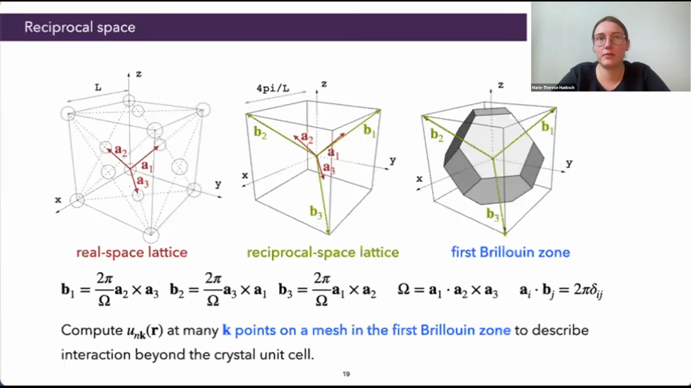Well, this is what we can do in reciprocal space. We need to include, in principle, an infinite number of K points in the first Brillouin zone, because outside that would be just equivalent by symmetry. But an infinite number of K points, even if it's just in the first Brillouin zone, still doesn't sound feasible in numerics, right? So instead, let us say many, many, many K points on a mesh in the first Brillouin zone.